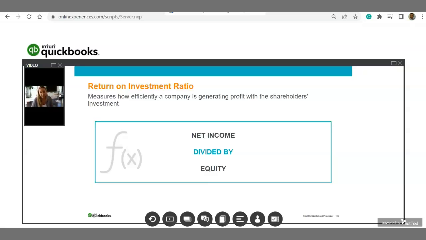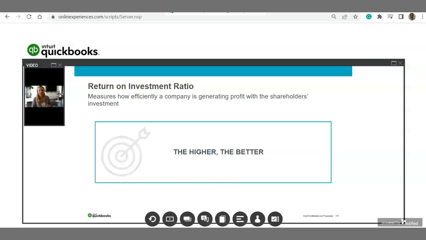Our next one is return on investment. Similar to return on assets, the return on investment ratio compares the profit to the equity. So it measures how efficiently the company is generating profit by using, instead of assets, the shareholders' investment. This ratio is calculated as net income divided by equity. And here, the higher the better. So if the ratio says 1%, that means you have a penny of profit for every dollar that the equity investors, the owners, put in the business.